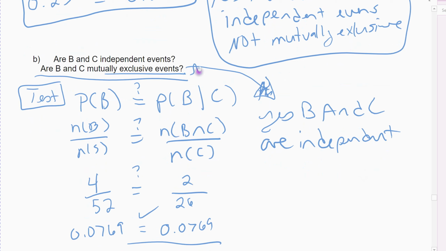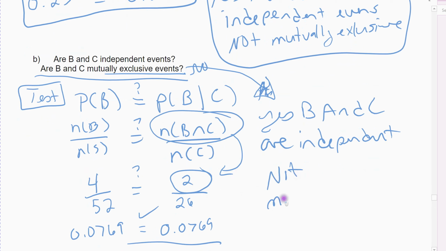And the answer to mutually exclusive is no, because there were 2 outcomes they shared, right? That is not 0. And so, not mutually exclusive.